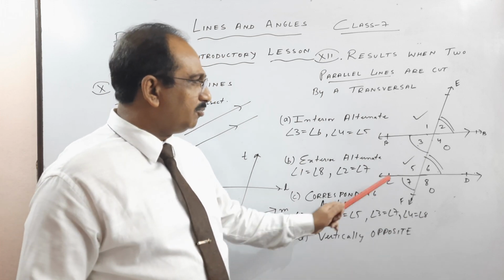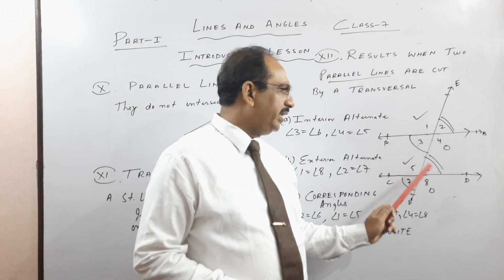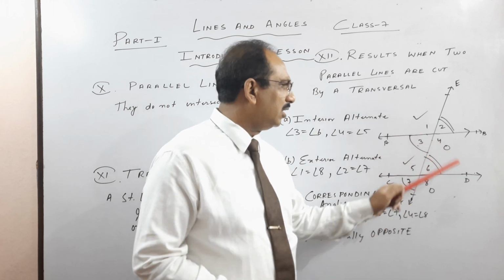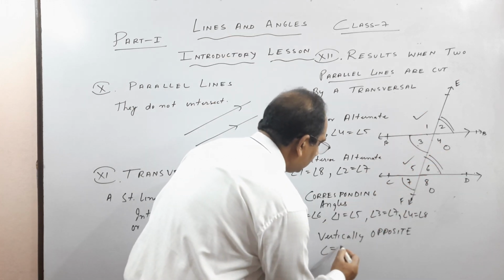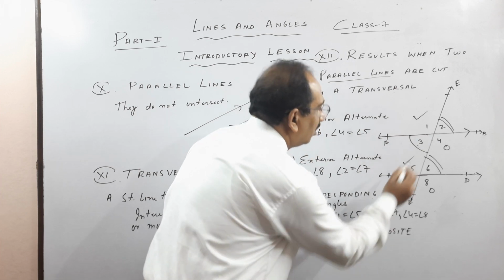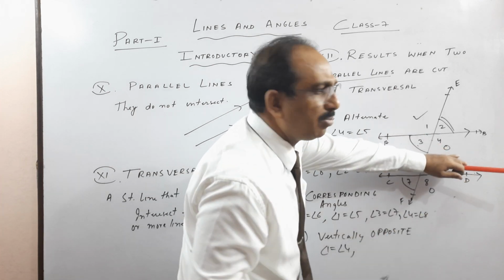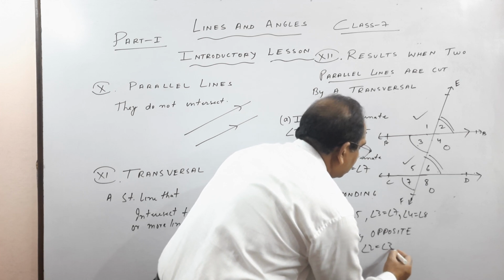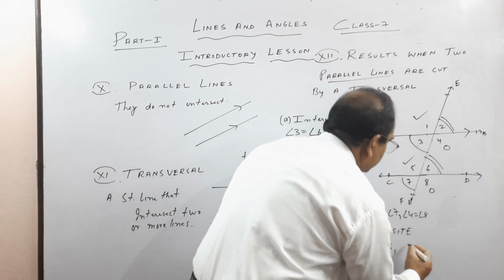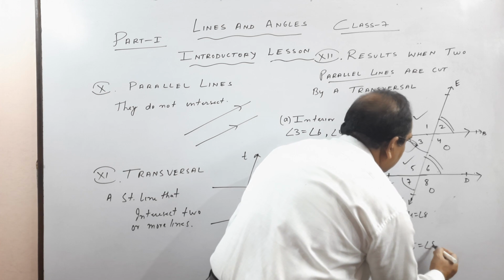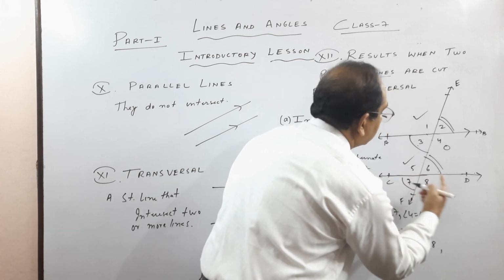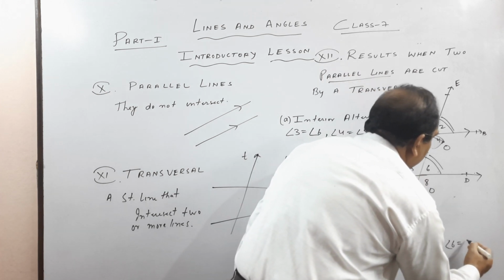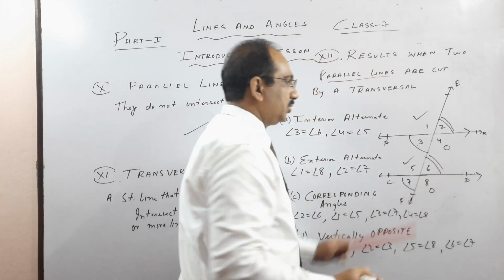Last one, already I have told you, vertically opposite angles. You don't need two parallel lines. As I told you, vertically opposite is 1, 4. Angle 1 is equal to angle 4. 1, 4, 2, 3. Angle 2 is equal to angle 3. Angle 5 is equal to angle 8. And angle 6 is equal to angle 7. So this is vertically opposite angles.